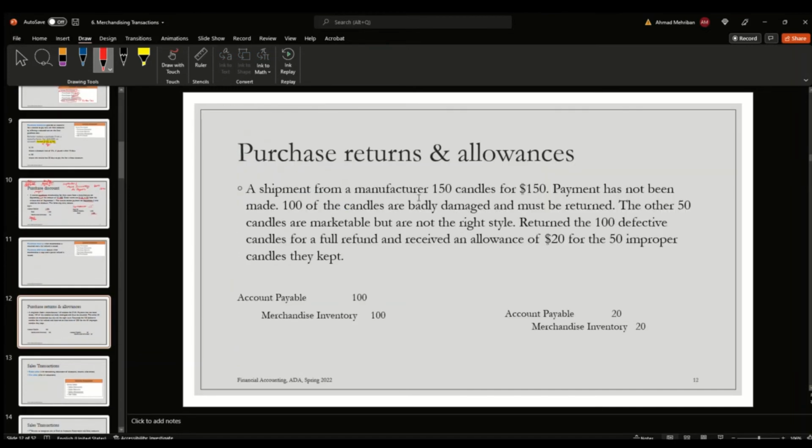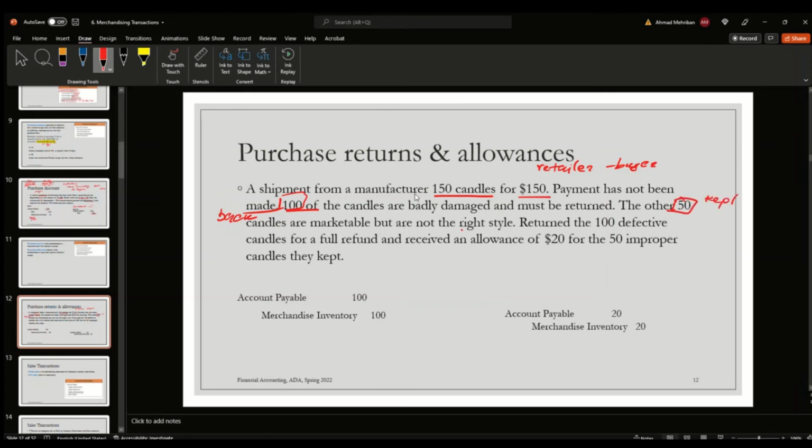Let's look at a specific example of a manufacturer who sells 150 candles for $150 in total. The payment has not been made. The buyer is obviously our retailer. And the retailer finds out that 100 of these candles are badly damaged and must be returned. The other 50 candles are marketable but not the right style, so they're intending to keep the 50. So this is going back, and this is going to be kept.